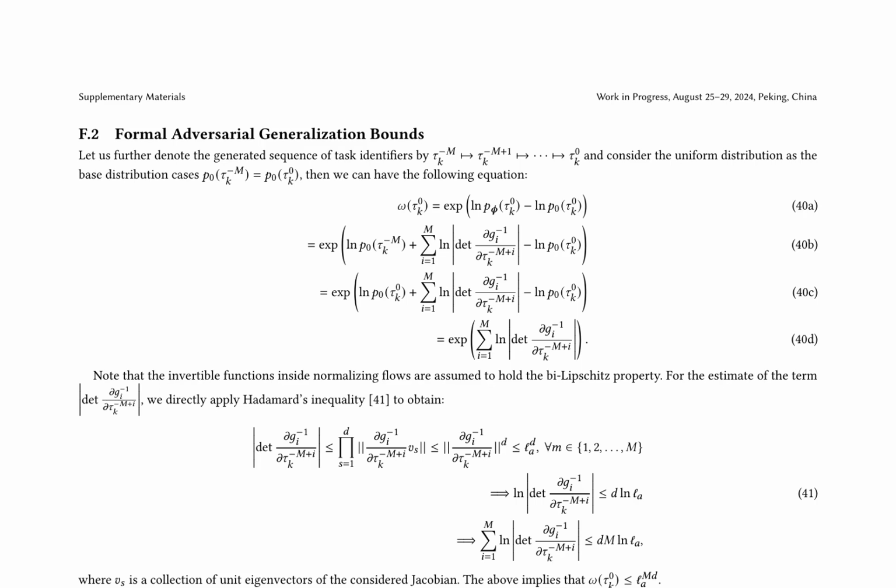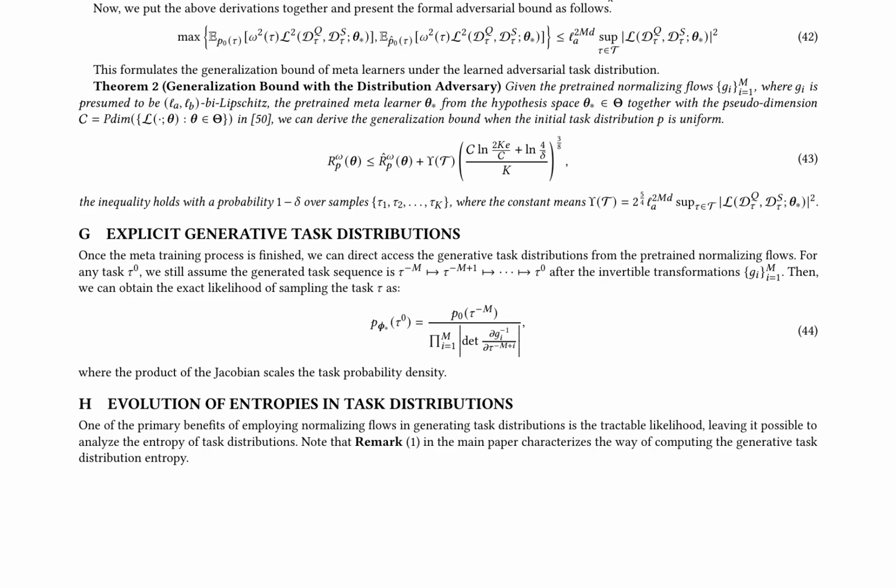The authors delve into the supplementary materials of their work in progress, focusing on formal adversarial generalization bounds. They consider the uniform distribution as the base distribution, leading to an equation that involves the logarithmic difference between the likelihood of the task sequence under the true and base distributions. The equation is further simplified using Hadamard's inequality, resulting in a bound that depends on the Lipschitz constant of the invertible functions. This bound is then used to formulate the generalization bound of meta-learners under the learned adversarial task distribution.